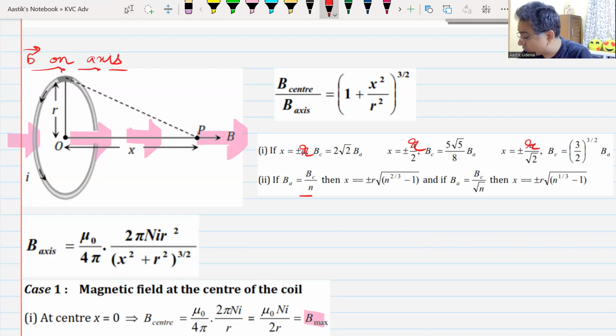Sometimes they give you the magnetic field is 1 by n times the center, and ask what is the value of x. This is the value of x. I think this question came in the exam these days. I don't remember it, but something of this nature came in the exam. Do we understand? Yes, sir.